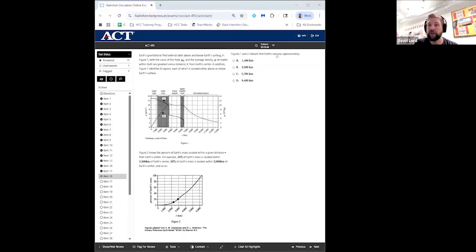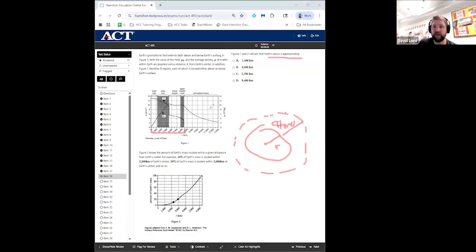Figures 1 and 2 indicate the Earth's radius is approximately what? Well, you maybe draw a circle, but here's the Earth in the center, and then this is the radius. But we also have this air all around it. So we don't want to include the atmosphere. So the Earth radius should be from 0 to about 6,500, 6,400. And you can kind of see 100% of the mass of the Earth is about 6,500. So either graph could help you get the answer D.